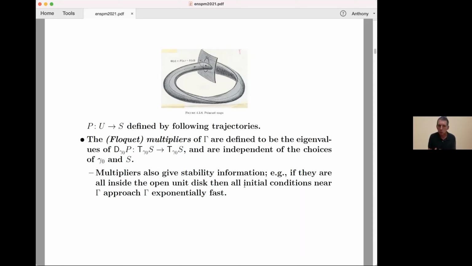So in this case, if they're all inside the open unit disk, then all initial trajectories near gamma approach gamma exponentially fast. That's the analog of exponential stability for the equilibrium case. And of course, you run into difficulties when you're on the circle and things are more complicated.